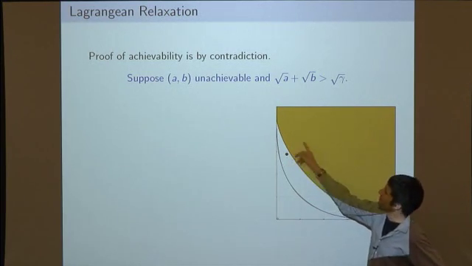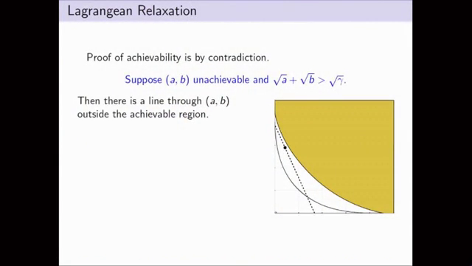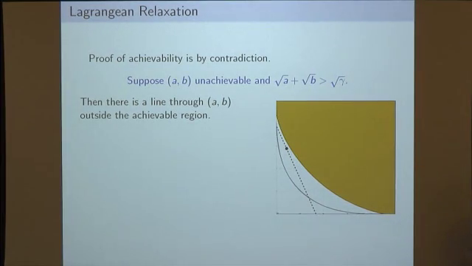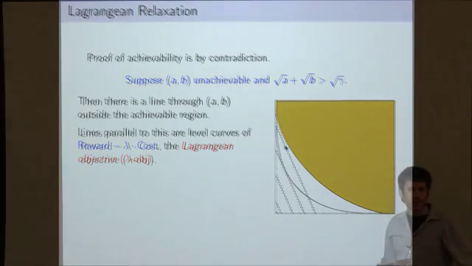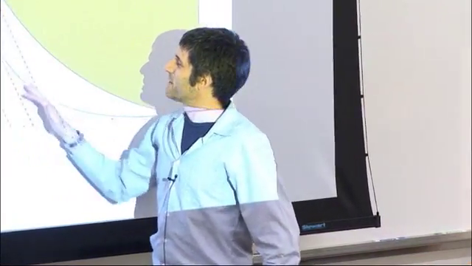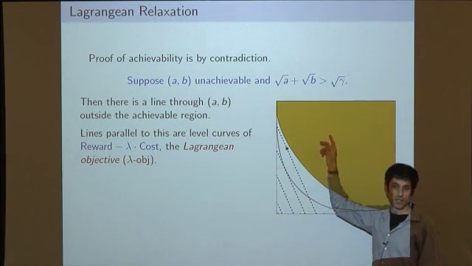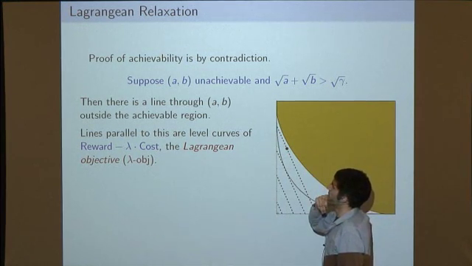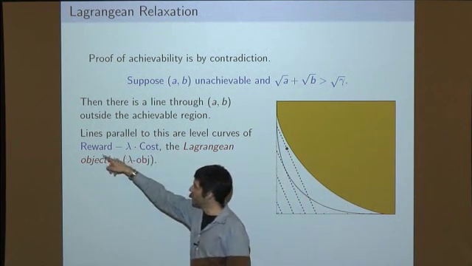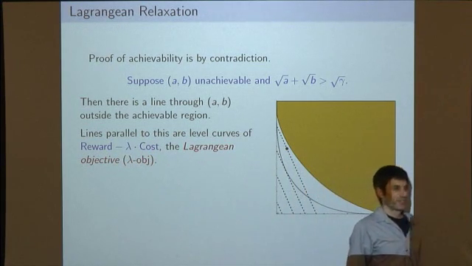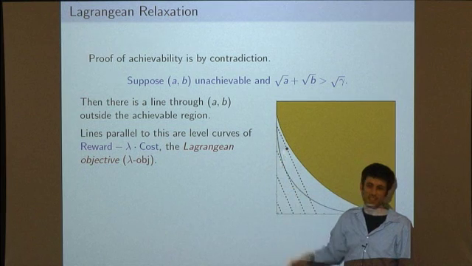OK. So if there's a purple point that doesn't belong to the achievable region, then there's actually a separating hyperplane, a line that passes through that point that separates it from everything that's achievable. And that line has some slope lambda. And so to say that this line separates this point from the achievable region is to say that there's some instance of the multi-armed bandit problem where no policy can achieve reward minus lambda times cost as large as the value that that objective function attains at this putatively unachievable point A, B. Okay?